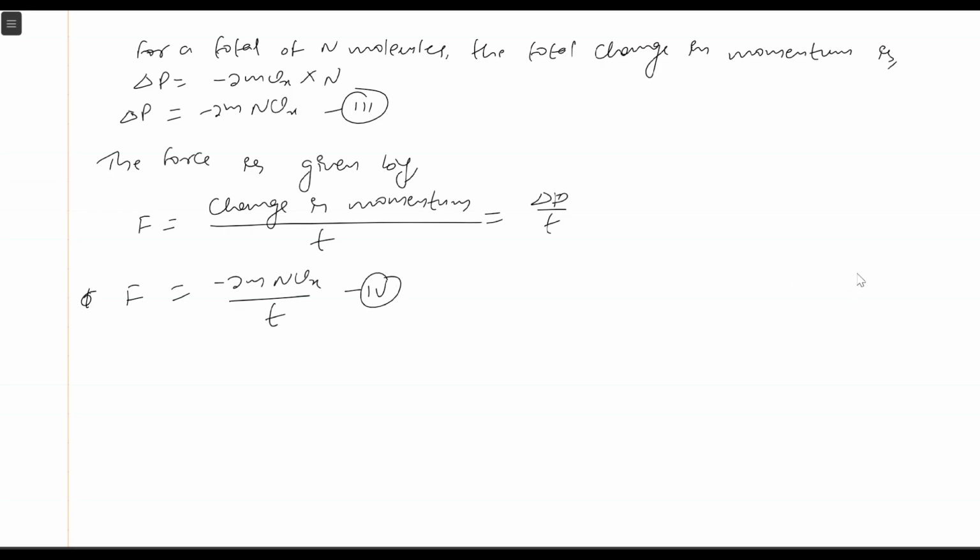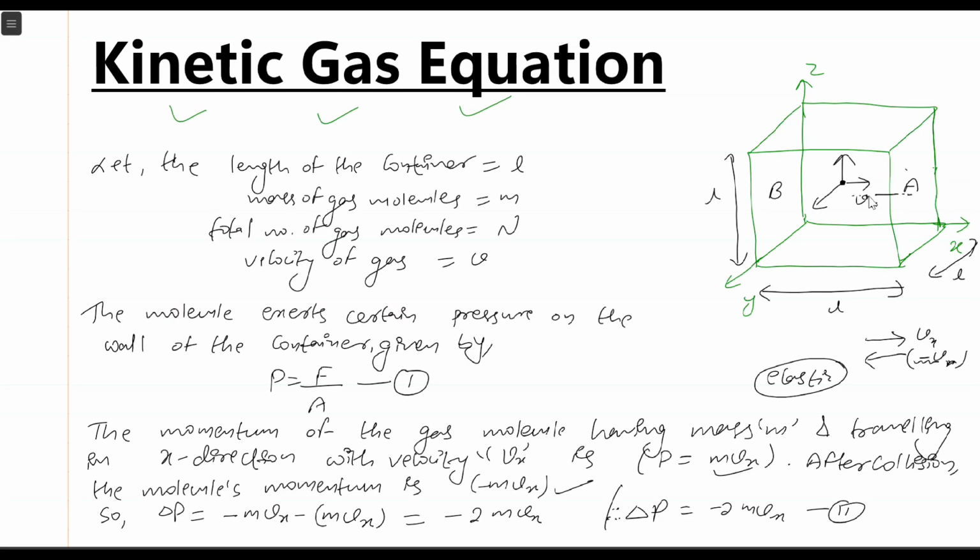Now look at here. The gas particle will collide with phase A. Now, to collide with phase A again, it will have to travel back from A to B, and again it will have to come back from B to A. So the total length traveled by it will be 2L.